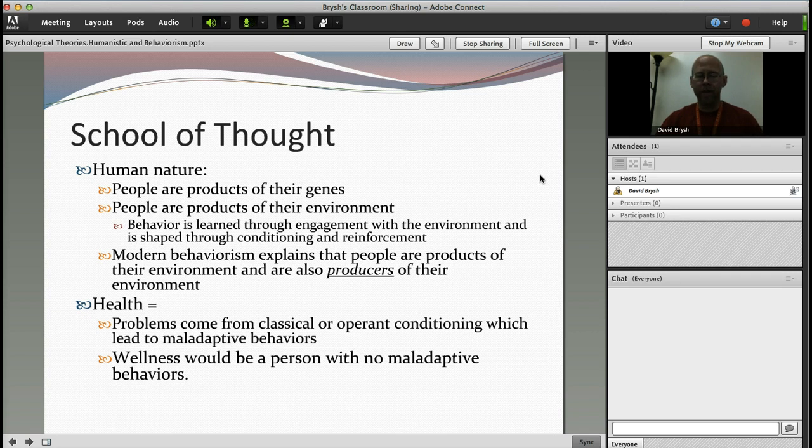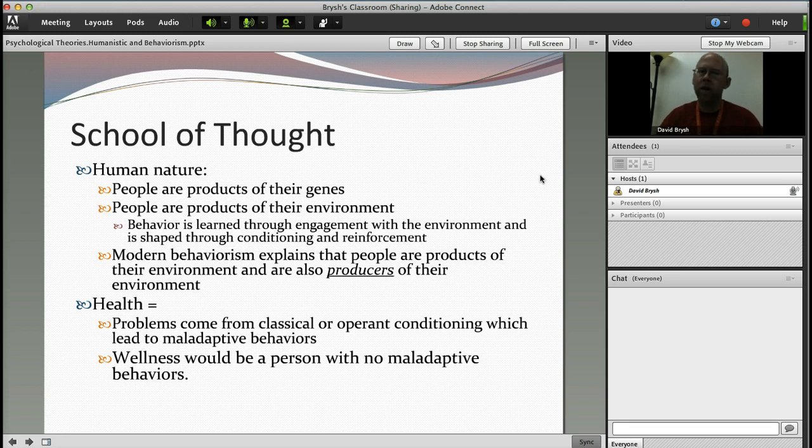And then wellness, a person who is well would be someone who has no maladaptive behaviors, right? Someone who doesn't have any behavior that causes people to say, what the heck is he doing? Or, man, that guy's weird. Or, man, he's freaking out. So that would be wellness, according to a behaviorist. So your behavior is socially acceptable.